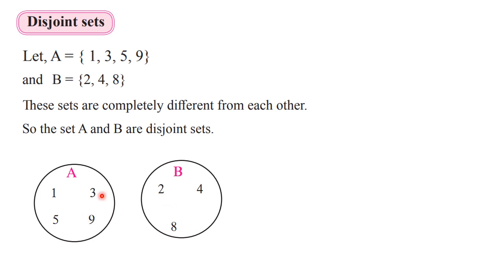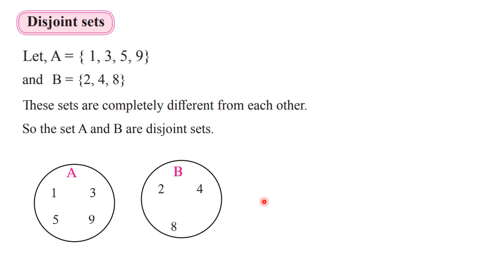Nothing is common. So set A is having elements 1, 3, 5 and 9, which we have shown here in one circle. And in the other circle, we have written the elements of B, that is 2, 4 and 8. Okay, but they are disjoint. They are totally different. Nothing is common in them. What you can say here is A intersection B is a null set. You know null set or empty set. Set with no element. So here A intersection B is a null set.